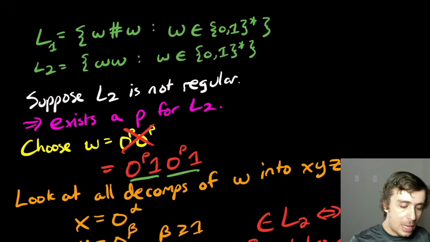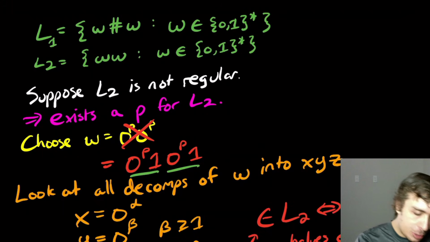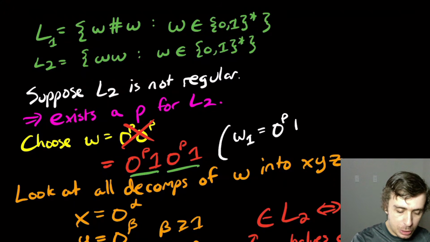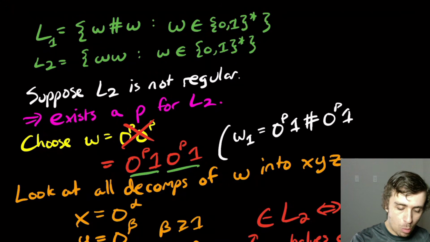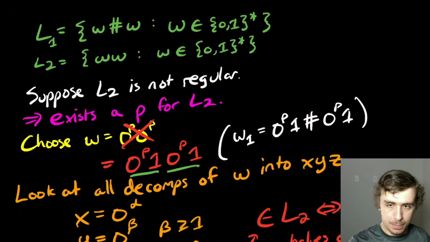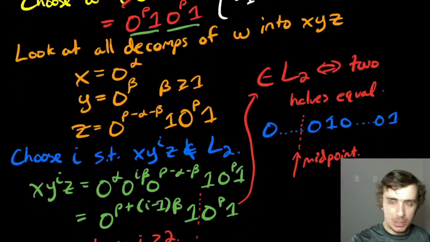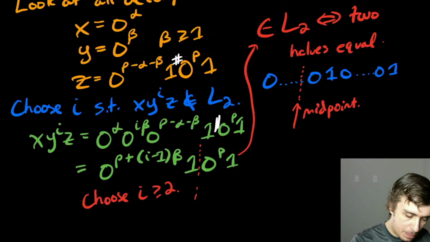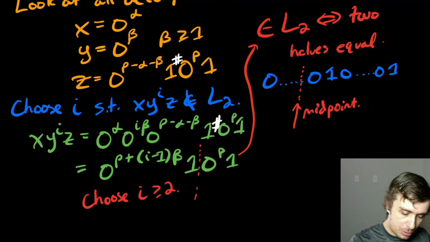Okay, so let's prove that L1 is not regular. For L1, what would we need to do? I'll call the string W1. Well, we're going to do something very similar. We're going to have 0 to the P1, 0 to the P1. There are actually many other strings you could pick, not just this one. Let's think about what happens. If we substitute the pound sign right there, the pound sign is right there probably.